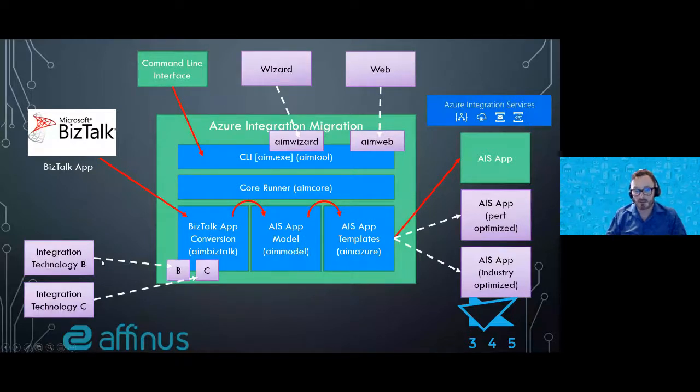Also, if you wanted to migrate from a different integration technology, you could basically replace the AIM BizTalk package with an AIM Mule package or an AIM Boomi package, and the rest of the tool will stay the same because you could simply swap those out. So that's kind of how the whole thing fits together and the design intent on this.